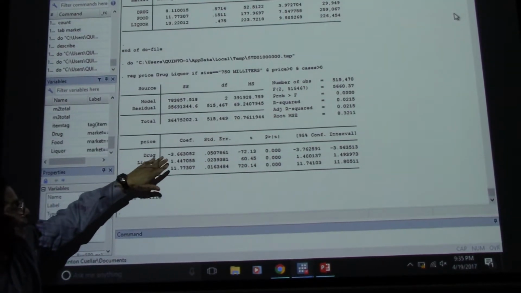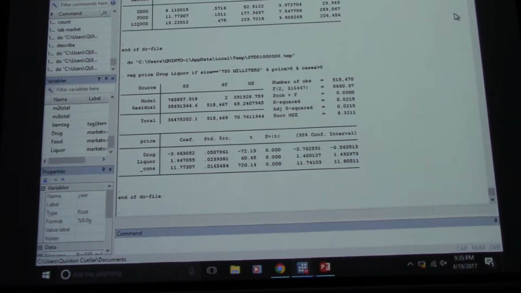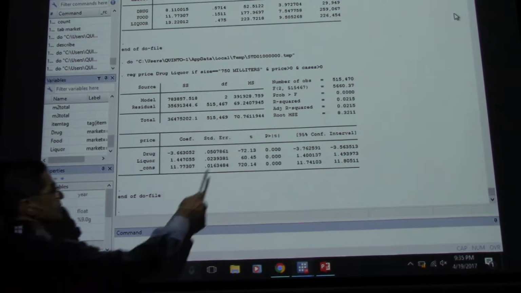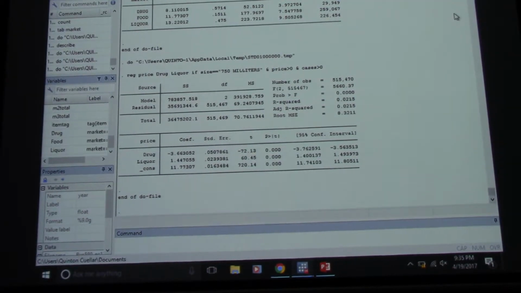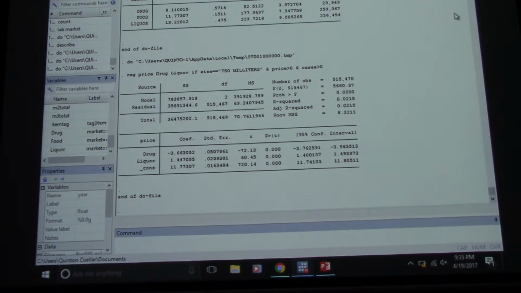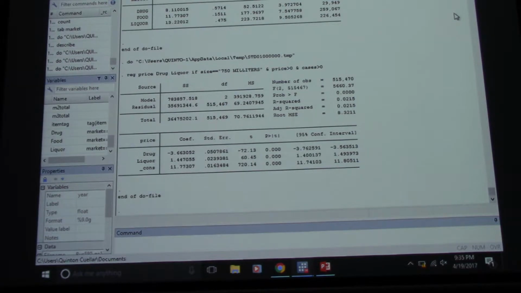Drugstores are on average $3.66 less per bottle, and that difference again is statistically significant. But remember, these results are subject to sample selection bias because it's not the same sample of wines that's sold across all 3 channels.